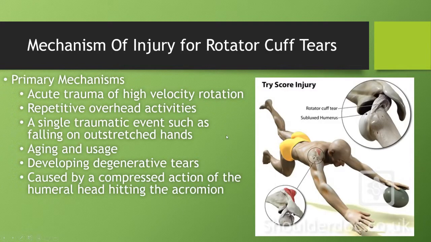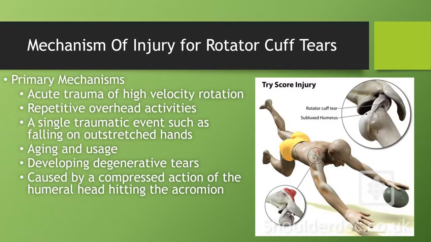Mechanism of injury for the rotator cuff tears. Primary mechanisms are acute trauma of high velocity rotation, repetitive overhead activities, a single traumatic event such as falling on outstretched hands, otherwise known as FOOSH, aging and just common usage. Once you get older, you're more likely to tear your rotator cuff, even if you have a past history of a lot of overhead activities.